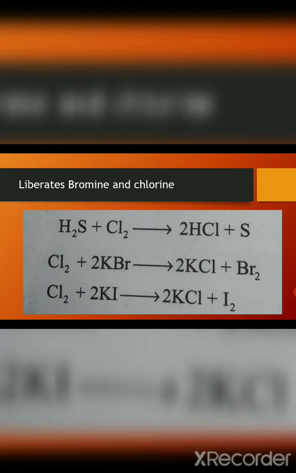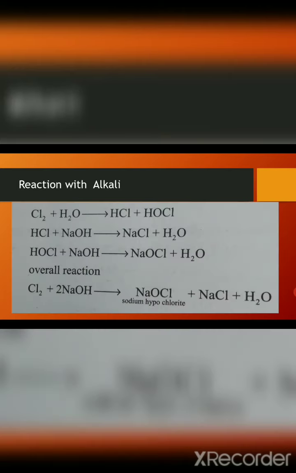Chlorine plus 2 KBr gives KCl plus Br2. And similarly, the next one, Cl2 plus 2 KI gives 2 KCl plus iodine gas I2. Then reaction with the alkali.